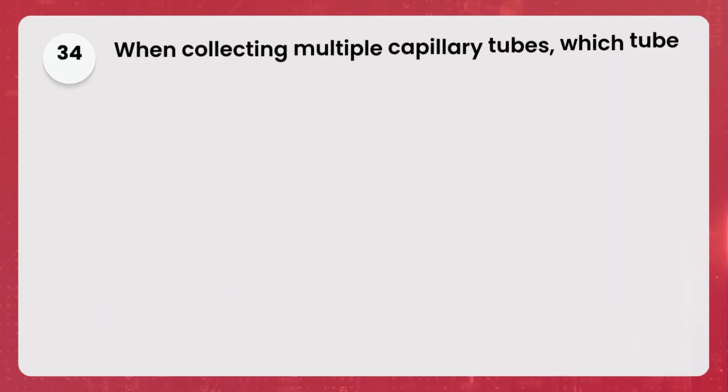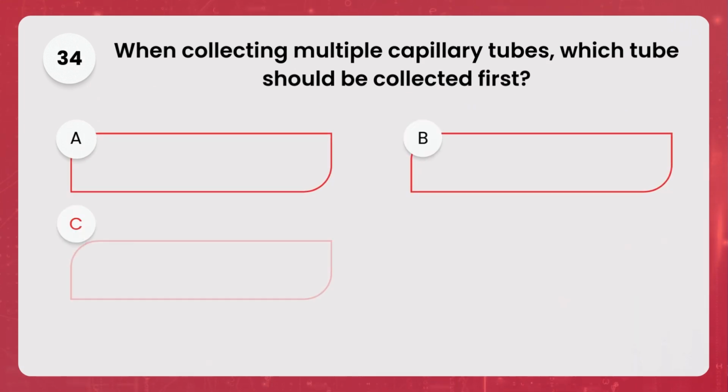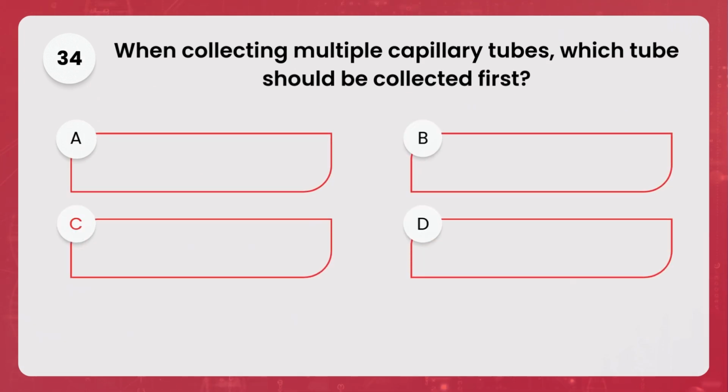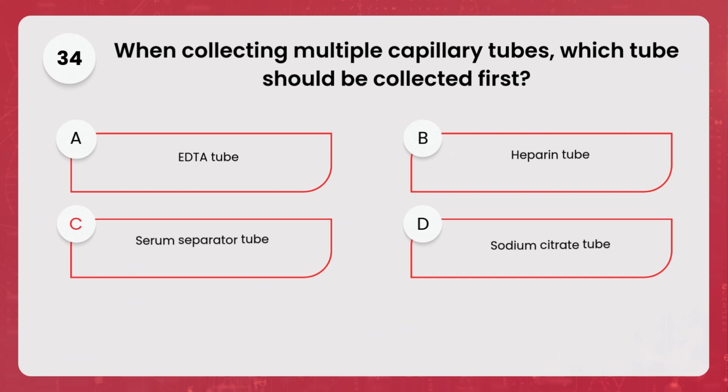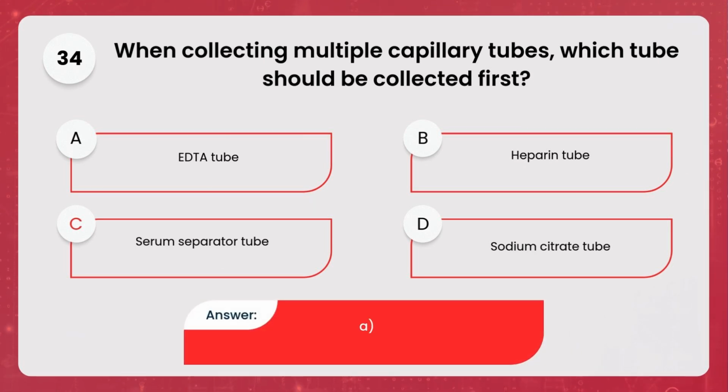Number 34. When collecting multiple capillary tubes, which tube should be collected first? A, EDTA tube, B, heparin tube, C, serum separator tube, or D, sodium citrate tube. The answer is A, EDTA.